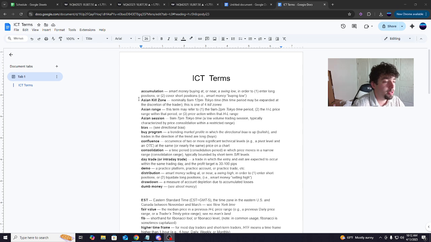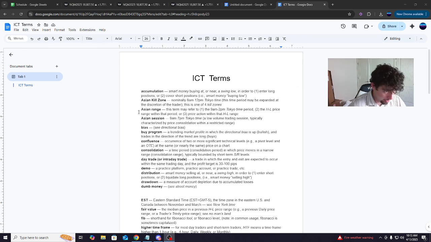So first we have accumulation. Accumulation is smart money buying at or near swing low in order to enter long positions or cover short positions. So if you ever see the market seems to not really move anywhere, when it's at a significant higher low, it's more of just barcoding back and forth. It's accumulating those orders to then run onto them, to be able to sweep below and then come up, or to be able to come up and then sweep back below.